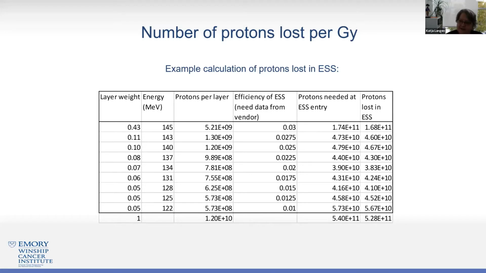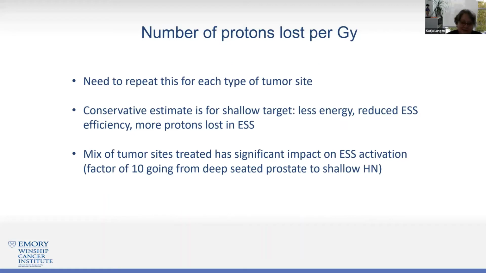So this is an exercise you unfortunately need to repeat for each tumor type. It is very different if you treat a prostate versus a head and neck case. So we started off by making conservative estimates, and the conservative estimate in this case is a shallow target. That's because if you have a shallow target, you're requesting a lower energy.